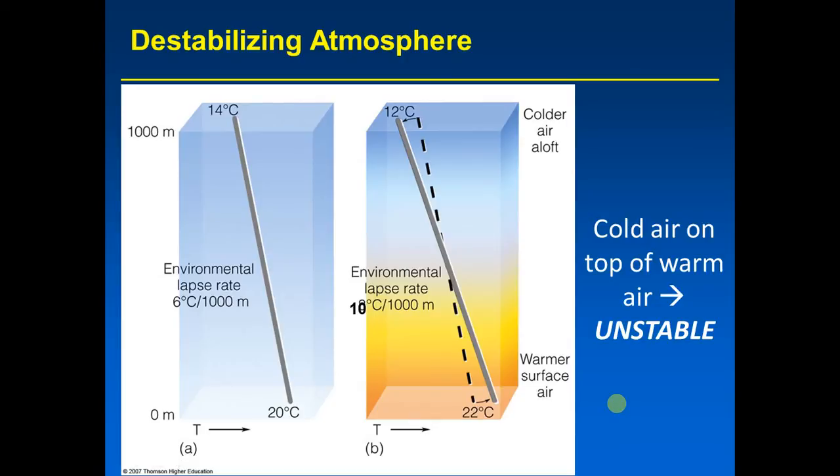By the way, there's a reason why thunderstorms tend to grow and be more likely, and the atmosphere becomes more unstable, as you go later in the day, because it's getting warmer at the surface, destabilizing the atmosphere.